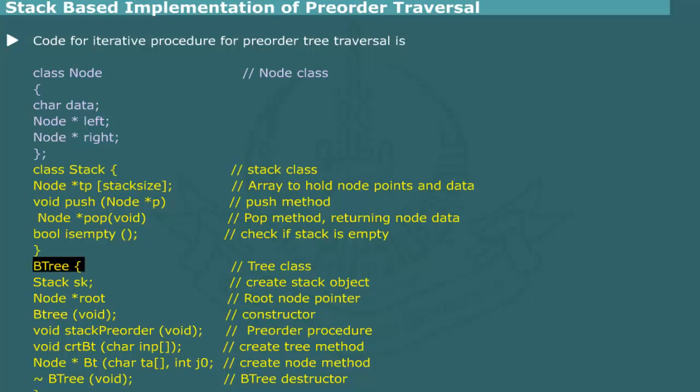Here, B-tree class includes methods CRBT and BT to construct a binary tree. It contains stack preorder method to traverse the tree in stack-based preorder. Stack class utilizes an array of node objects to hold node data and pointer addresses. It contains push and pop method for storing and returning node data from stack. Code for the stack preorder method in the B-tree class is given in the demonstration.